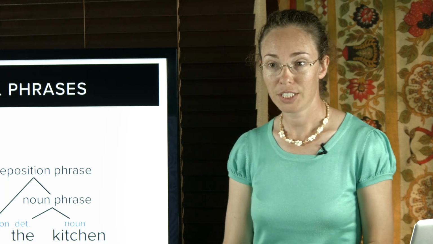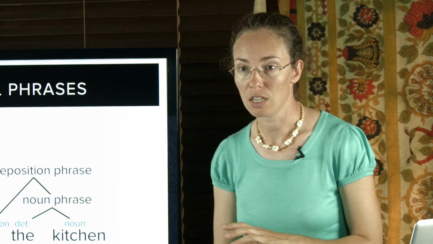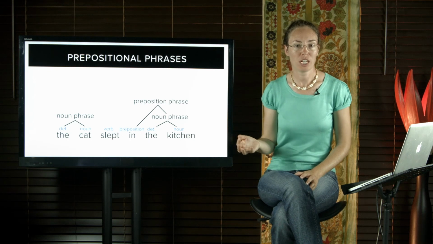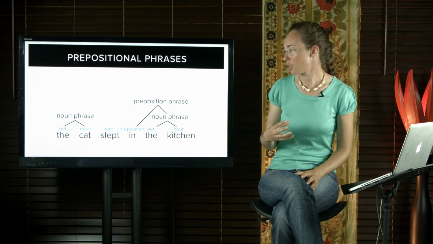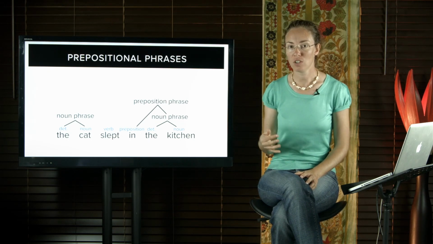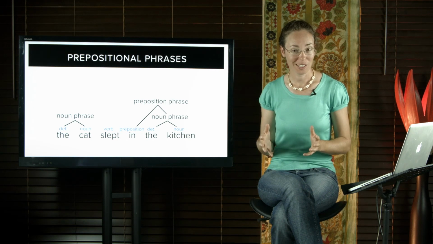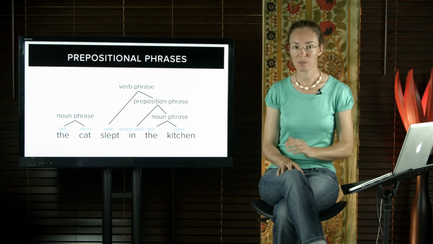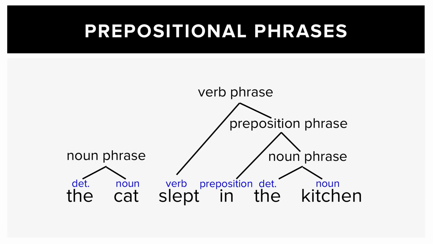But we aren't quite finished yet. The preposition phrase in the kitchen modifies the verb slept. So now we join up the verb slept and the preposition phrase in the kitchen to make a new phrase. So can you figure out what phrase we make here? It's a verb phrase. This is because the verb is the head of the phrase and in the kitchen modifies it. So now we have a noun phrase and a verb phrase left, and we can join them together to make a sentence.